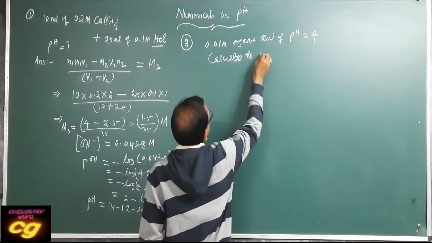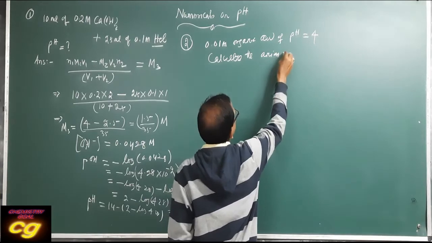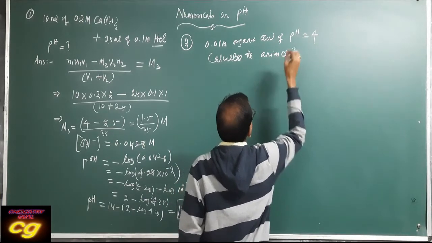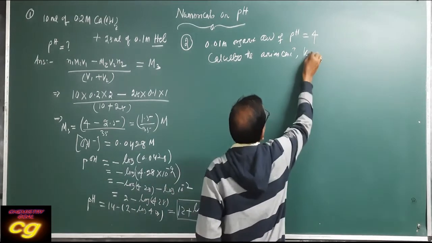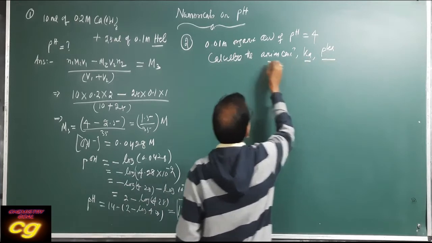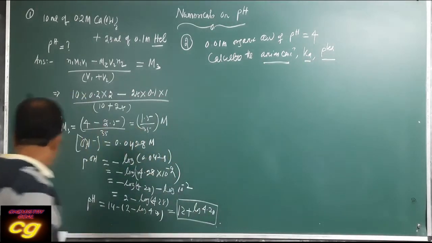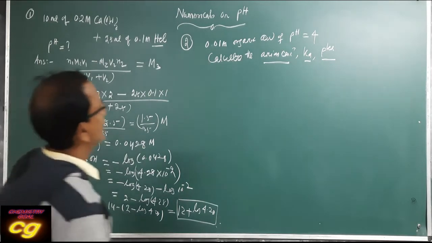the anion concentration, the Ka value and the pKa. These three things we will calculate: the anion concentration, Ka and pKa. So this is the data.